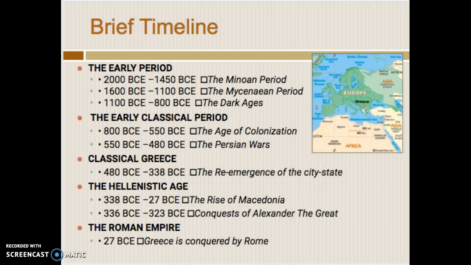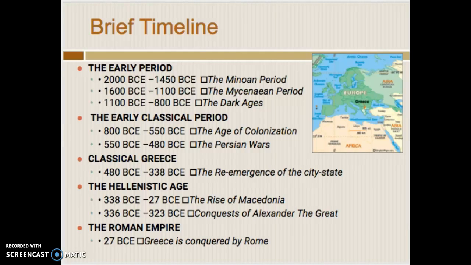So this here is a brief timeline of Greece. I'm not going to read through the whole thing. We'll be spending most of our focus in this unit on classical Greece. But today we'll talk a little bit about the early period, and we will of course look a little bit at the early classical period as well. And then certainly our next unit will be on Rome, so we'll focus a lot on the Roman Empire when we get there. But we'll talk about Alexander the Great and all of this kind of stuff in here.